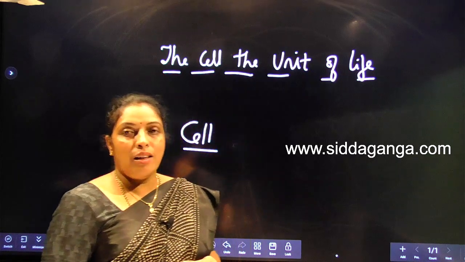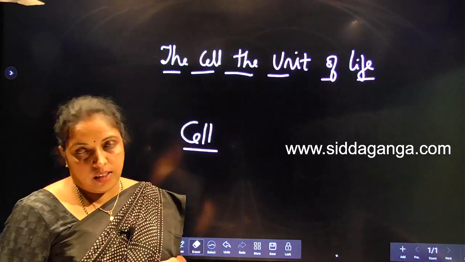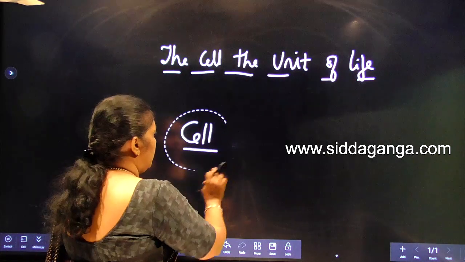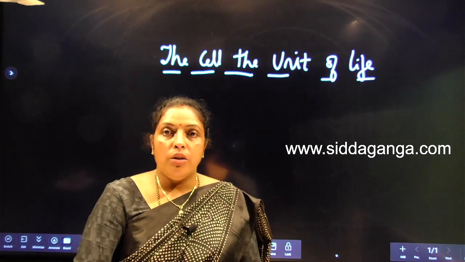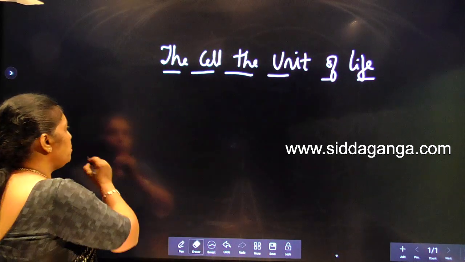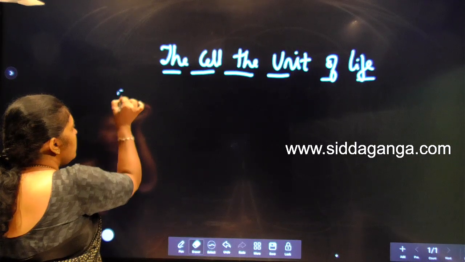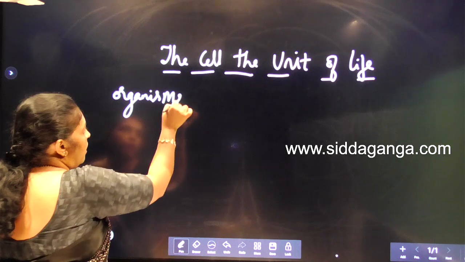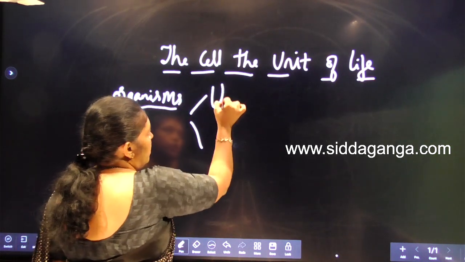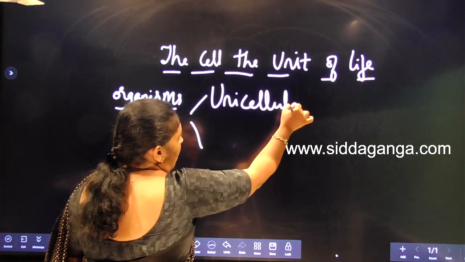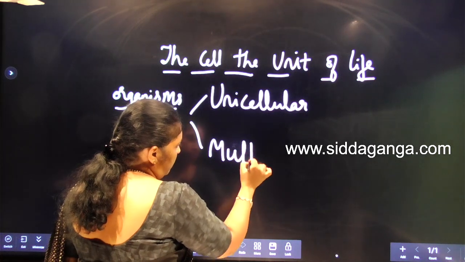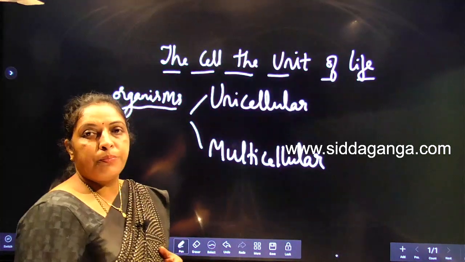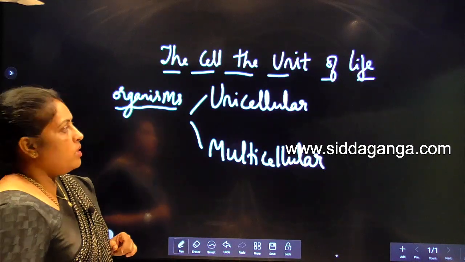After knowing the cell is responsible for the existence of life on this earth, we grouped organisms into two categories. Living organisms na group ಮಾಡ್ತಾ ಇದೀವಿ into two categories. ಯಾವ್ಯಾವುದು? So based on the number of cells, organisms are categorized into unicellular and multicellular. Unicellular organisms and multicellular organisms. Understood? So we grouped organisms into two categories.